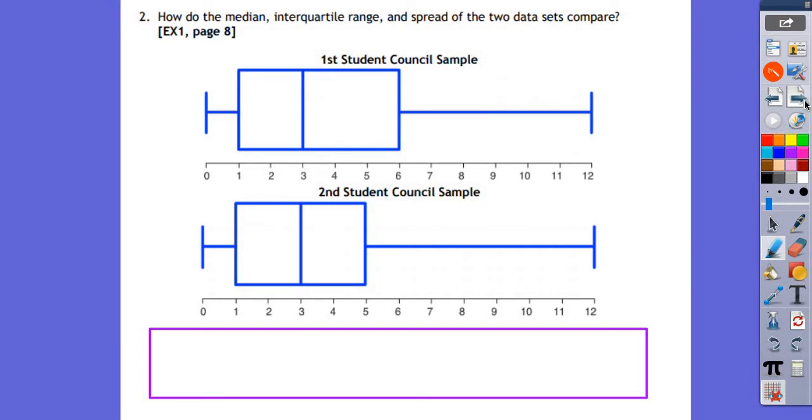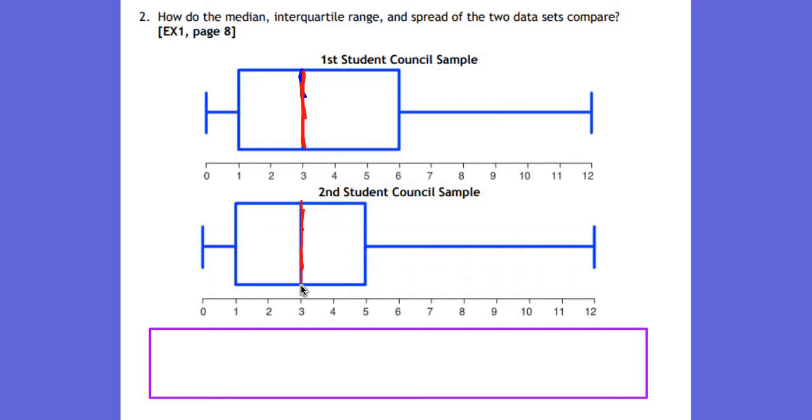Okay, what do we know? What do we know about box and whisker and median? Isn't there a line that tells me the median? What line tells me the median? The middle line tells me the median. It helps to have a different color pen. This middle line tells me the median. So what do I know about the median of these 2 graphs? They're both on 3. So I can say the median is the same.